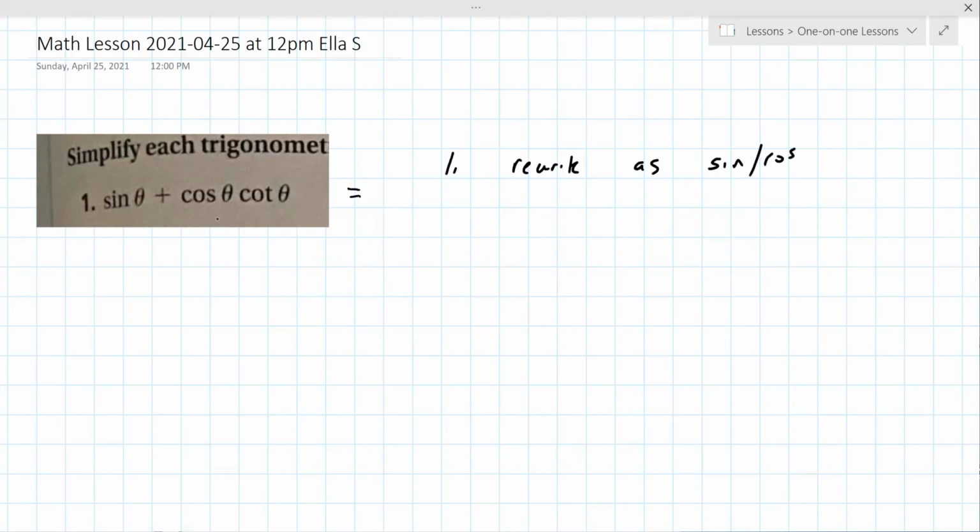So if it's already sine or cosine, you don't have to do anything, but cotangent is 1 over tangent. It's also cosine over sine, which is a little odd, but okay, we'll keep it like that. So it's sine theta plus cosine theta over sine theta. Cotangent is 1 over tangent, absolutely, but it's also this cosine over sine.